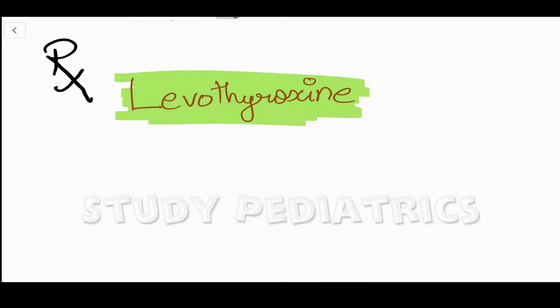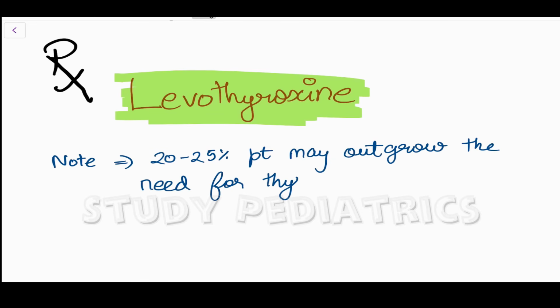Now coming to the treatment, it includes levothyroxine, which is a replacement of thyroid hormone. One should note that 20 to 25% of patients may outgrow the need for thyroxine by 2 years of age.